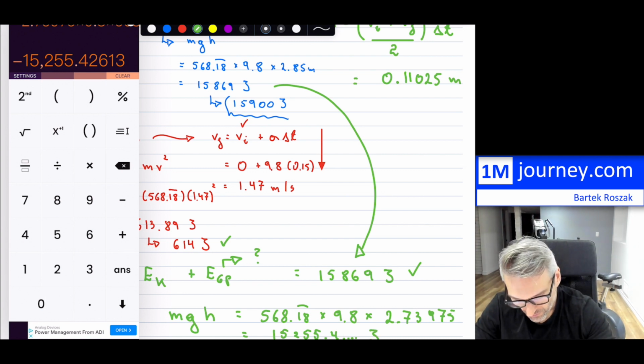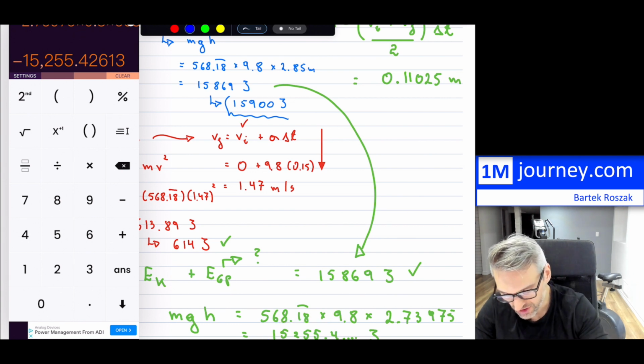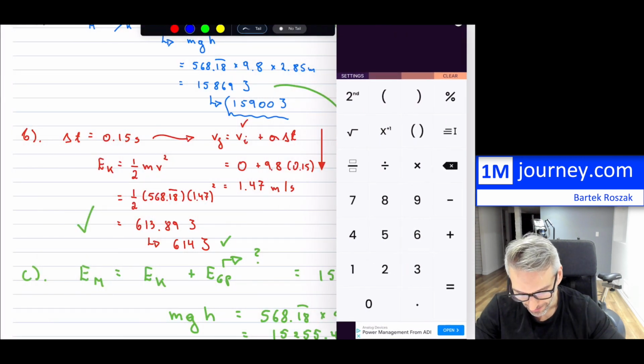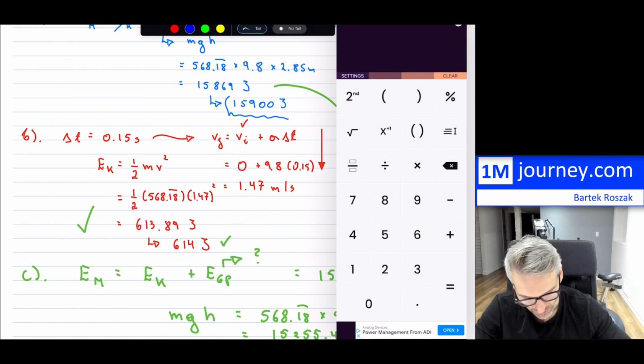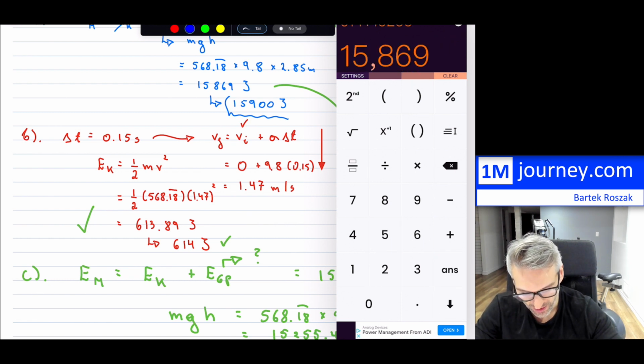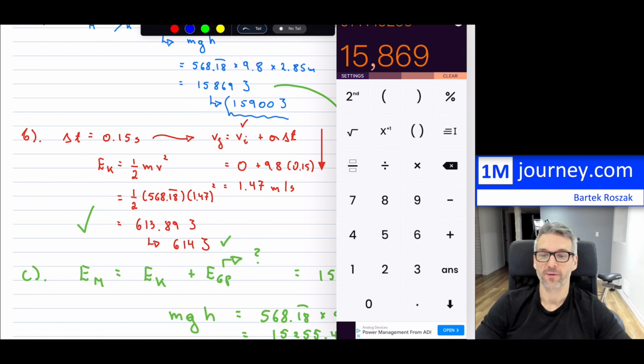Now, we said that the total should be this. Now, this obviously is less than that, but this is just the gravitational potential energy. So if we take this number, I'm going to clear it, and then add it up to our kinetic energy in here. Now I'm going to just do the rounded numbers: 614 plus 15,255. Notice what it gives us is exactly what we had over here. So 15,869. And that actually proves that you can do this.